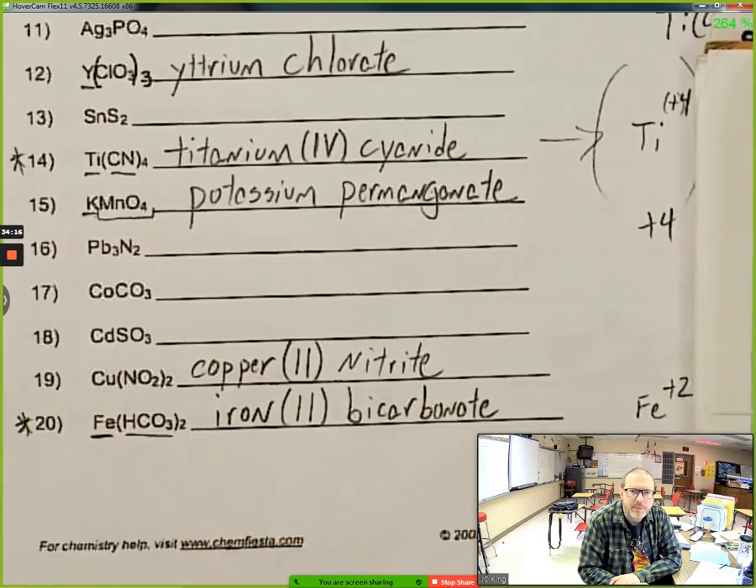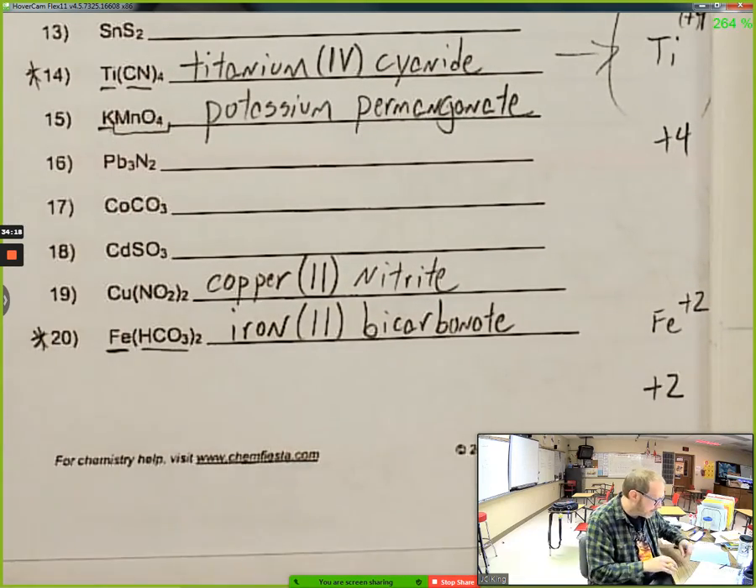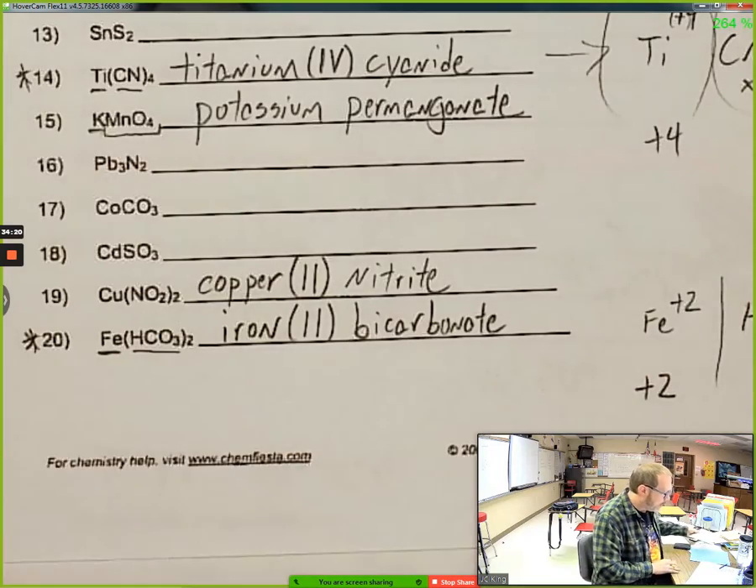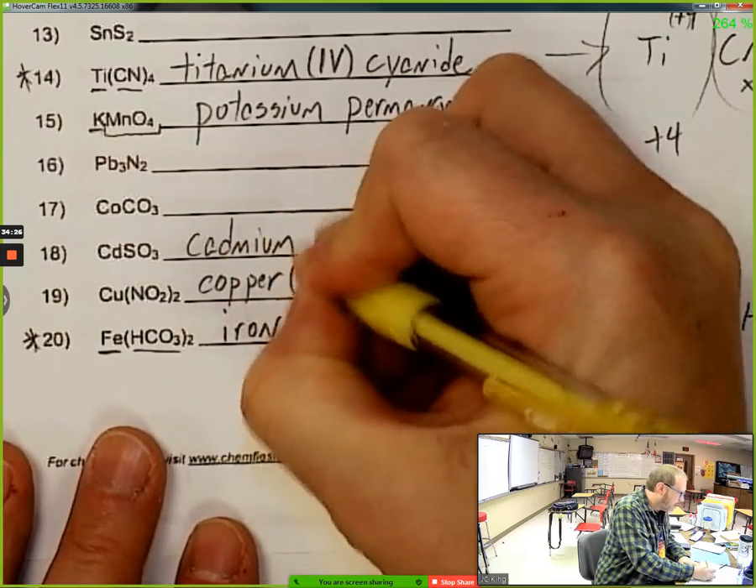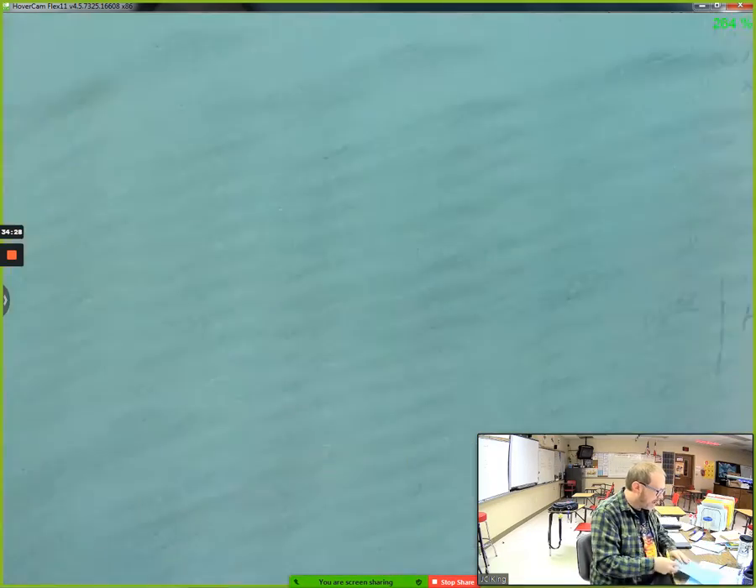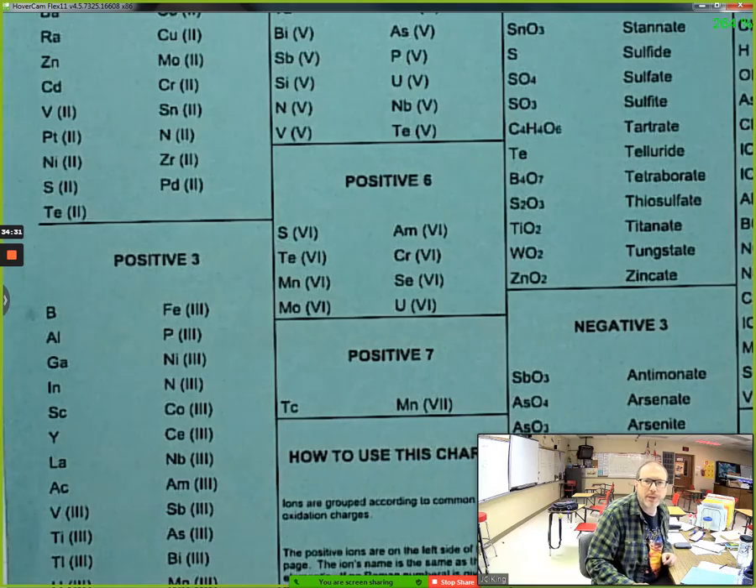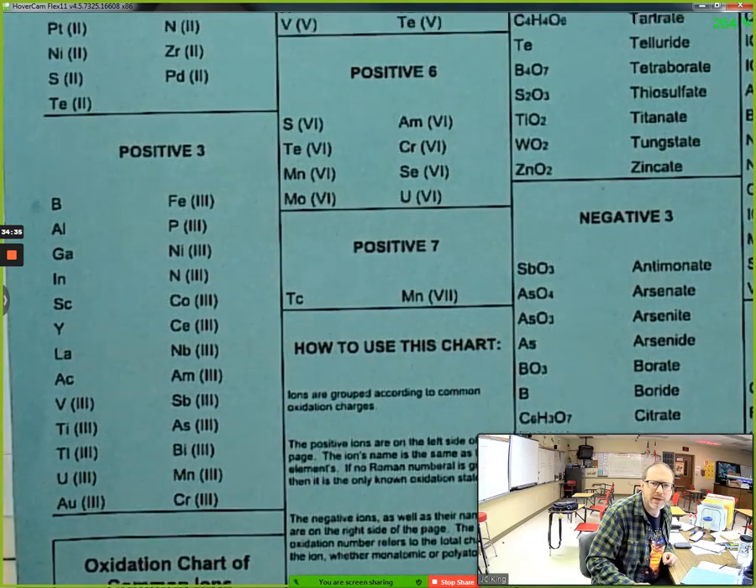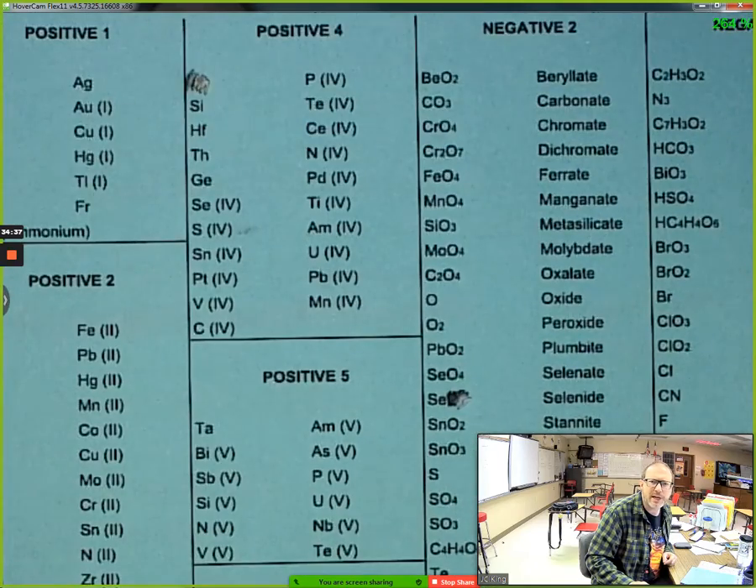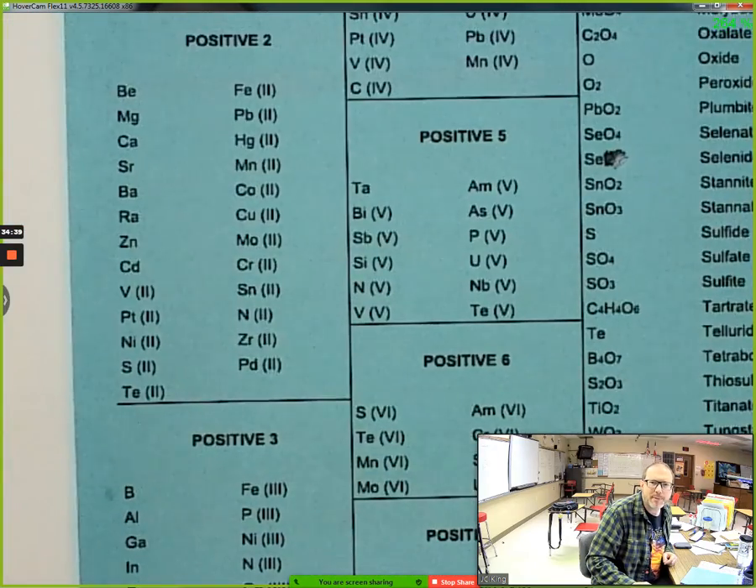Let's look at number 18. CdSO3. Okay. When I look up Cd on the periodic table, I know that Cd is cadmium. But the problem with cadmium is cadmium shows up in more than one place on my chart here. No, wait, does it? Oh, you guys suckered me into doing an easy one. Cadmium only shows up in +2.